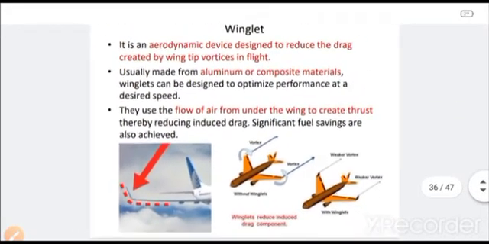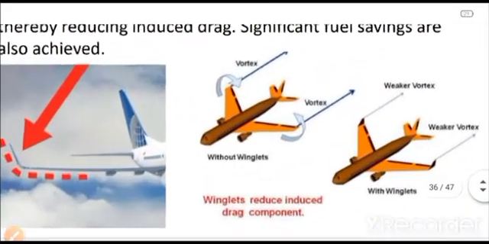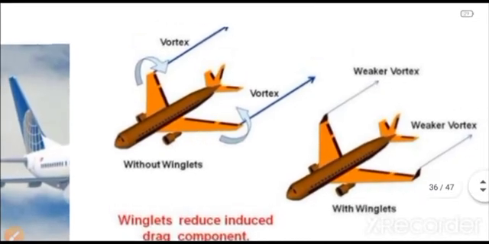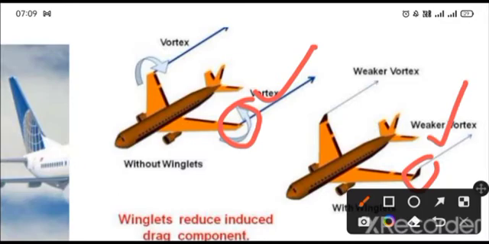So in order to reduce that, we attach some sort of a device, which is called a winglet, fitted on the aircraft. You see, there is an aircraft without winglet and there is an aircraft with winglet. So vortices are produced here; here there are no vortices, only weak vortices which are going back. Now how this is taking place, I will show you.